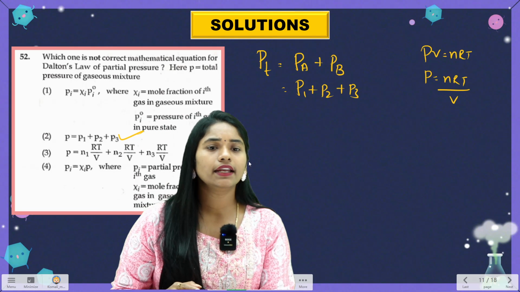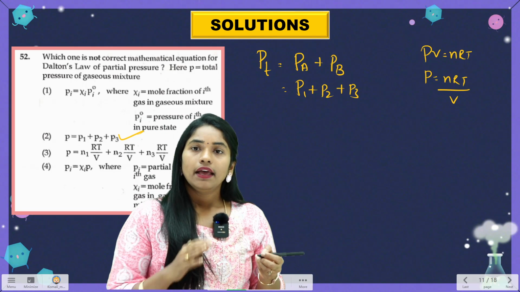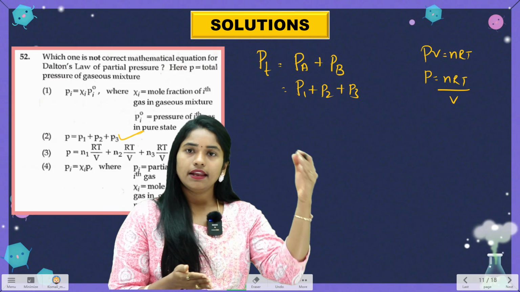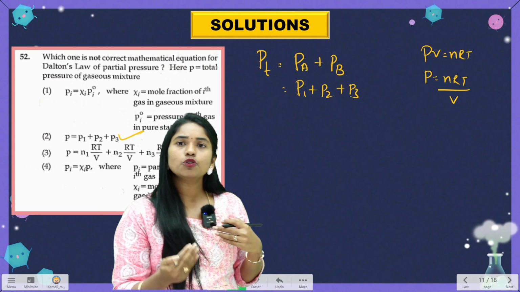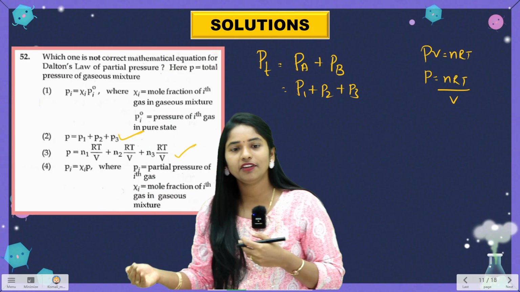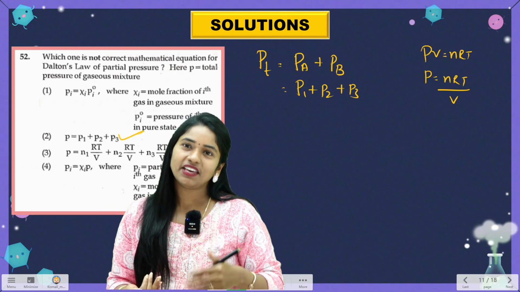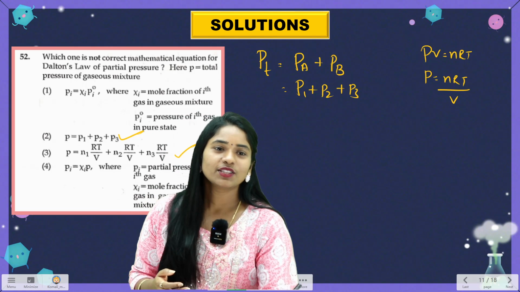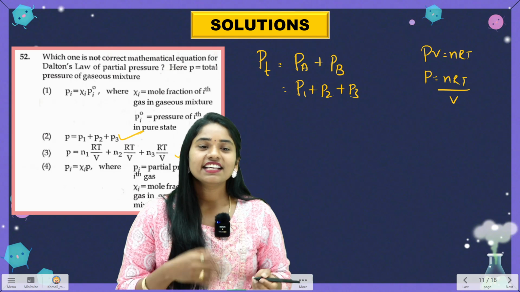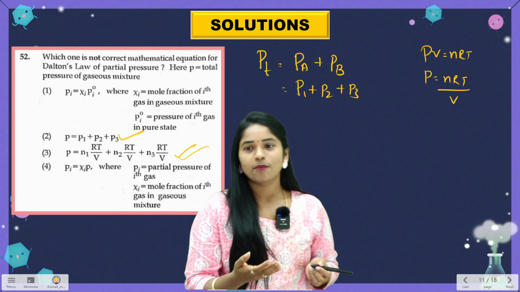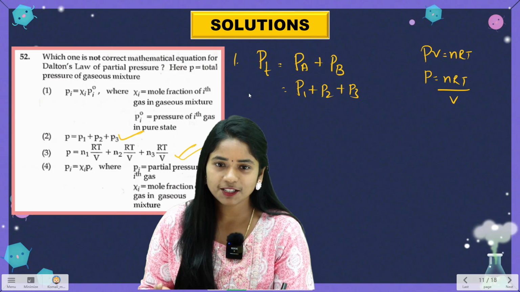Then we will be getting this next formula: P1 V1 = N1 RT, P2 V2 = N2 RT, and P3 V3 = N3 RT. You can write it. So this is also the correct one. See the next formula, another third formula which is possible.